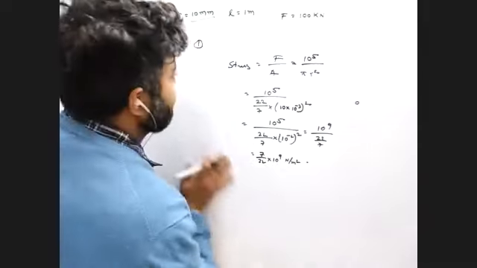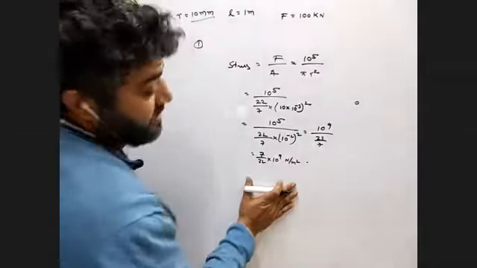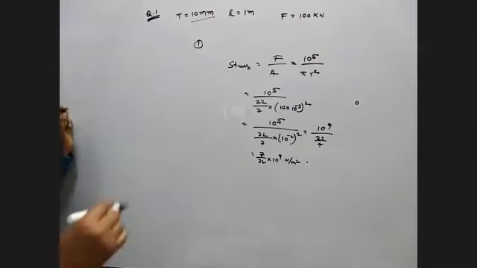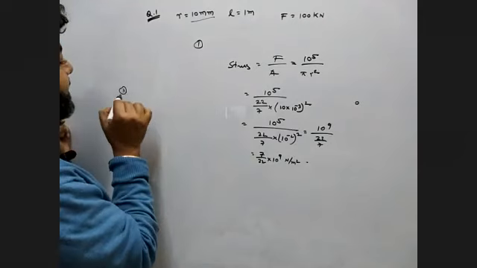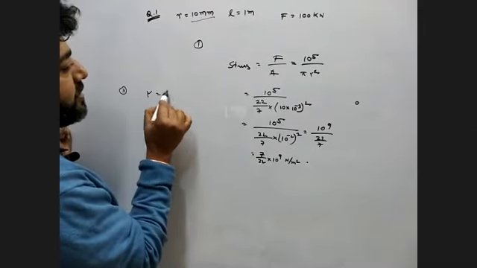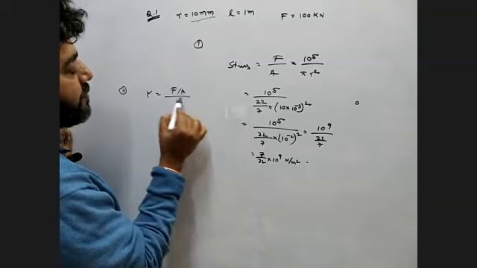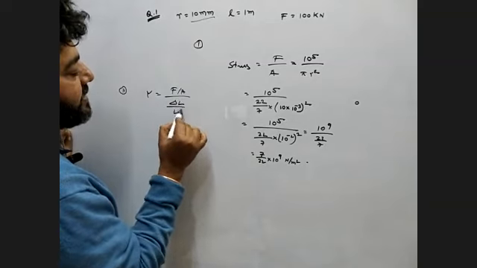Okay, so you understand that part. The second part is the elongation. So for elongation, Young's modulus is force per unit area divided by change in length by original length.